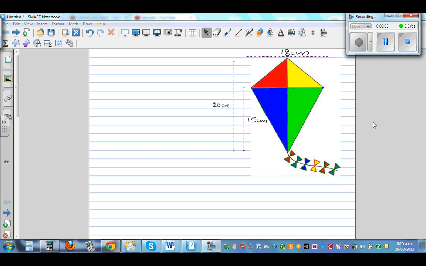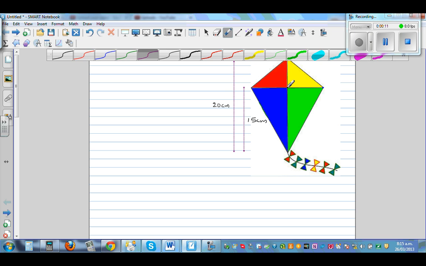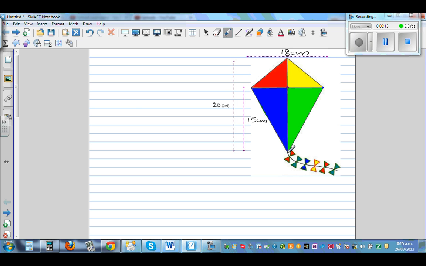Let's find the area of this kite. Okay, so what are the measurements that we have? The distance from this point to this point is 15 centimeters. The whole vertical distance is 20. The horizontal distance is 15. So you can split this into 4 triangles, or also split this into 2 triangles.